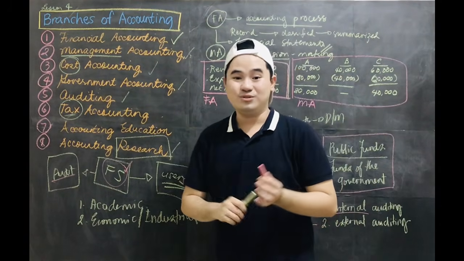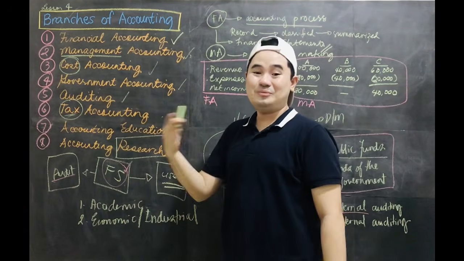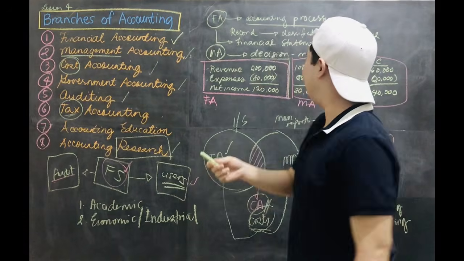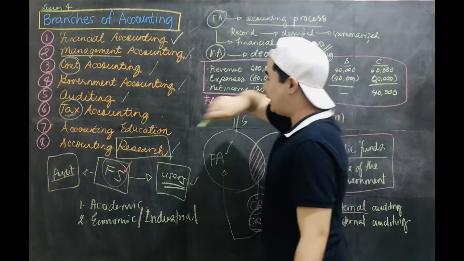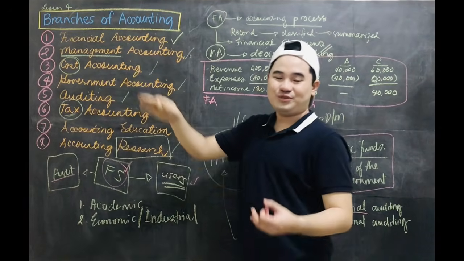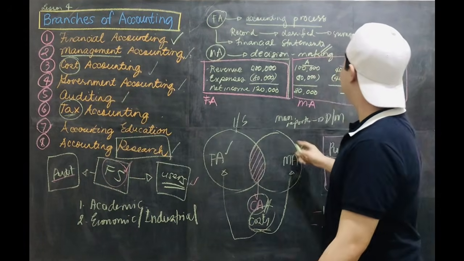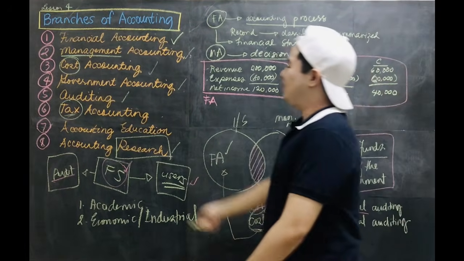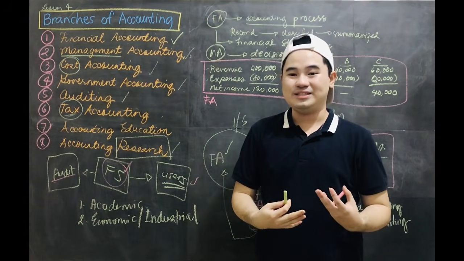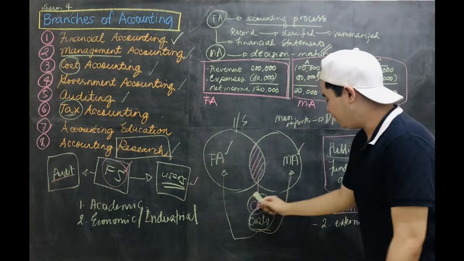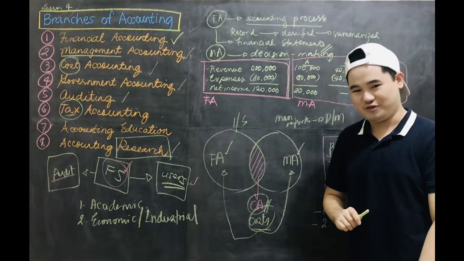Okay, so again, let's review the different branches of accounting. Financial accounting is the accounting process, and the output of financial accounting is financial statements. On the other hand, management accounting is a branch of accounting which reports data to the management for decision making. Cost accounting is a branch of accounting that deals with the costs and expenses of a company, and both financial accounting and management accounting use cost accounting information.